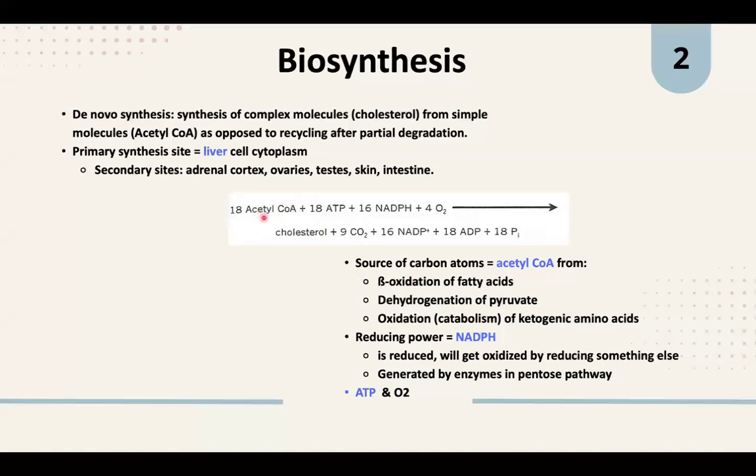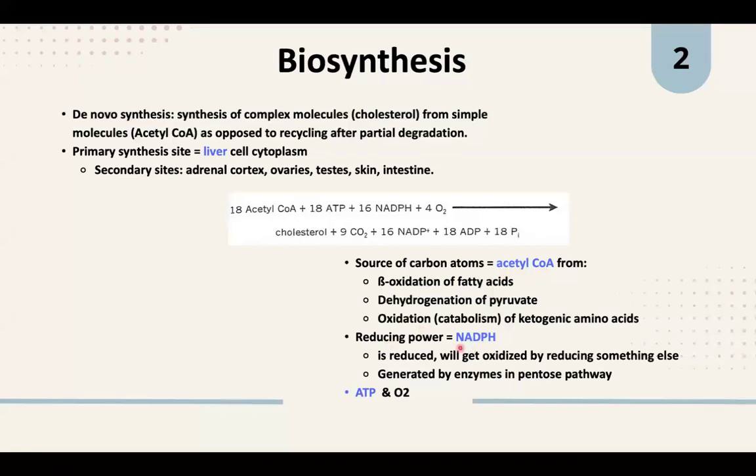So the main components that go into making cholesterol, as we said, are these ones. So let's talk about each one. Acetyl-CoA is where we get the carbon atoms. But where do we get acetyl-CoA from? We can get it from beta oxidation of fatty acids. So when you break down the fatty acids, you release acetyl-CoA, and you can use it to make cholesterol. You can also get acetyl-CoA from dehydrogenation of pyruvate, or you can get it from the oxidation of ketogenic amino acids. So there are specific amino acids that when you break down, you can get acetyl-CoA.